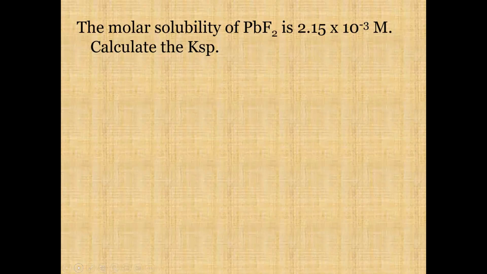So how we actually calculate this is still using the ICE tables that we've been using. It tells us that the molar solubility of lead-2 fluoride is 2.15 times 10 to the negative third molar, and it wants us to calculate KSP. Like I say, KSP is just another form of K. So we will be using the same formula of K that we've been using, with the products over the reactants. Here, we have to write out our equilibrium equation, just like we did at the beginning.